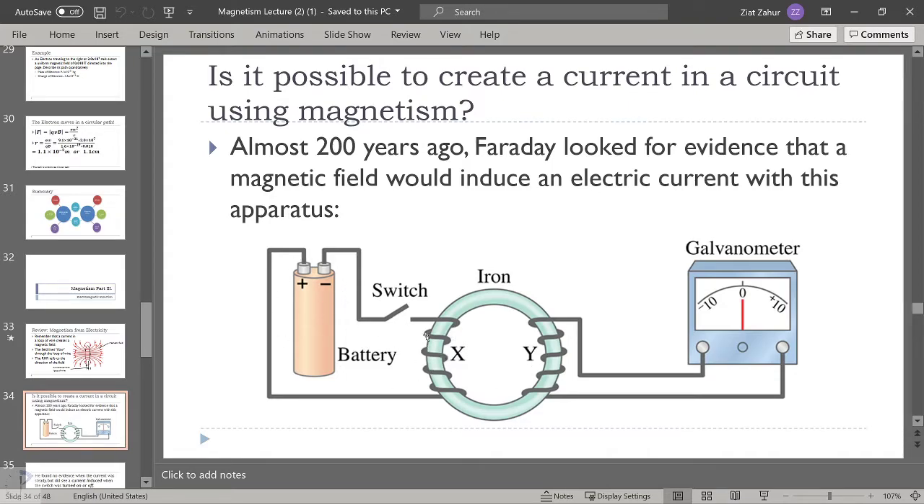So his idea is that perhaps, even though the charges can't move directly, the magnetic fields can push the current on this side, and then it'll be read by this thing called a galvanometer. A galvanometer is like an old-fashioned ammeter, if you will. It'll show you the push of the current one way or the other, if it's going in the positive direction or the negative direction.